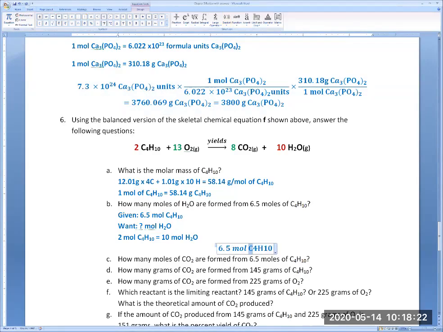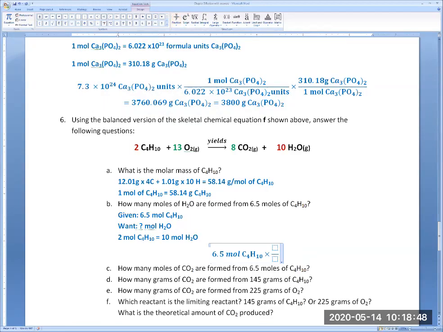Let me make this properly. C4H10. This formatting takes time. So start with 6.5 moles of C4H10. It's your given amount. It's in the numerator, right? Even though here it looks like it's in the middle, it's in the numerator. I could have this here in something like that and show it's just a 1 there, right? It would be the same.